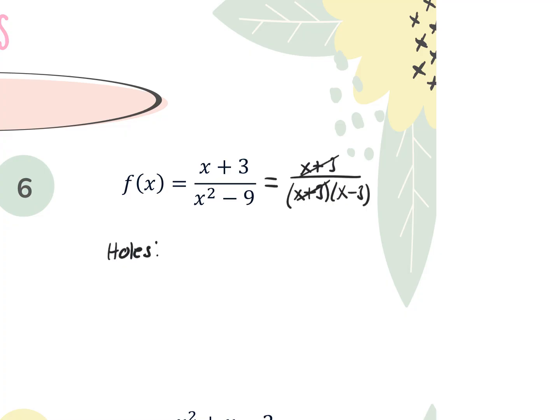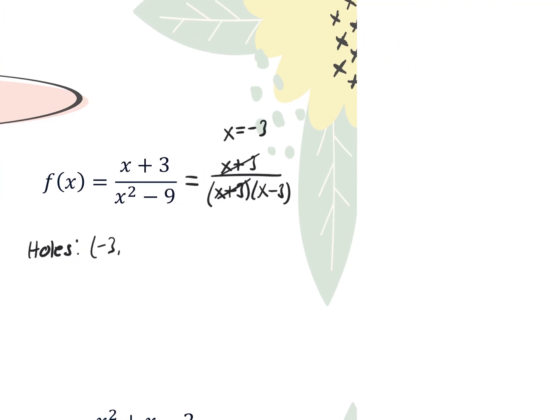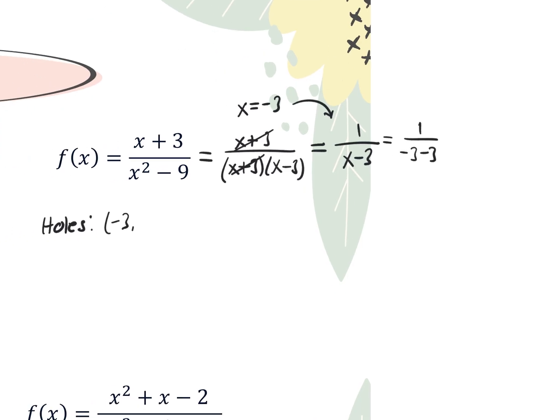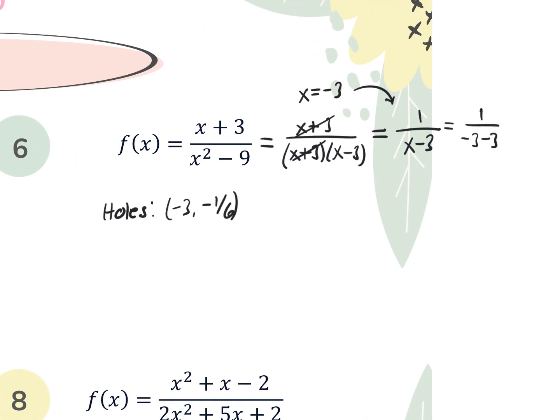So that means I am for sure going to have a hole. The value that canceled out was negative 3, so it's going to be negative 3 comma something. To figure out what that something is, use the simplified expression. It's going to be 1 over x minus 3. I'm going to plug in negative 3 in there, and that's going to get me 1 over negative 3 minus 3, which is negative 1/6. So I'm going to have a hole on my graph at negative 3 comma negative 1/6.